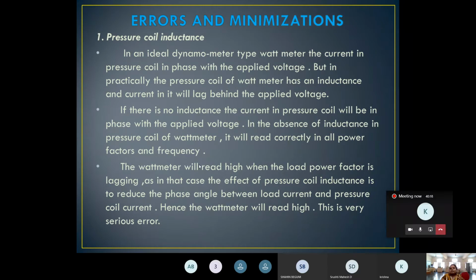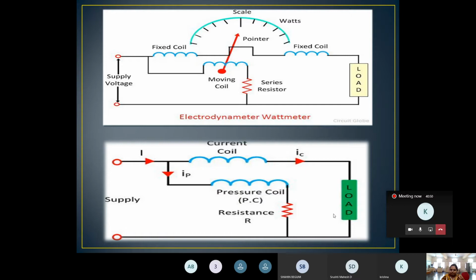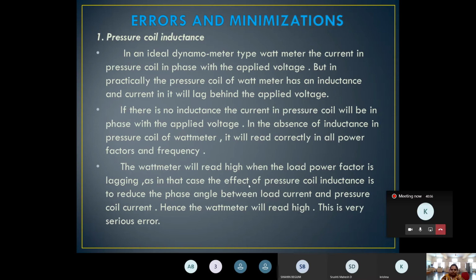If I want the wattmeter to read high values, what do I have to do? We have to reduce the phase angle between the load current and the pressure coil current. If it is reduced, then our wattmeter is going to read a high value. This is a very serious error, because the angle between the load current and pressure coil current matters, as both are connected in parallel. Observe here, load and also pressure. Due to this connection, there might be some difficulties, so that I can read high values of the wattmeter reading.